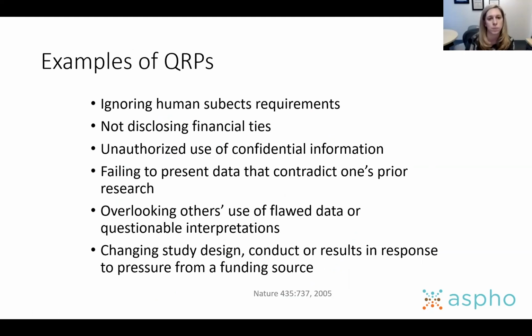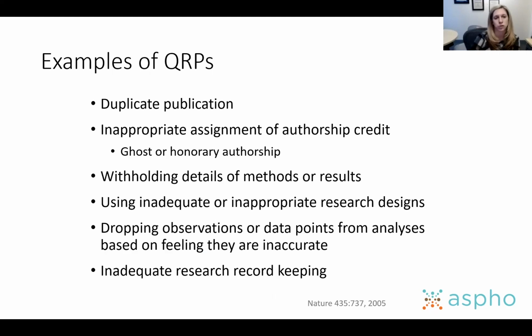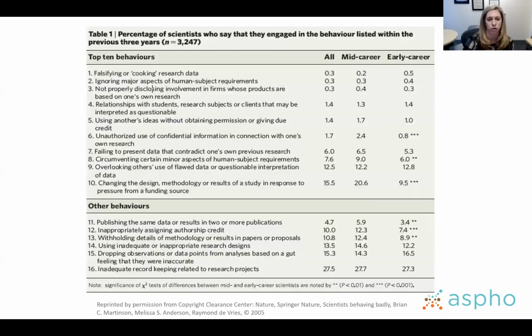So some examples of this would be ignoring human subjects requirements, not disclosing adequately your financial ties, unauthorized use of confidential information, failing to present data that contradict prior research, overlooking others' use of flawed data, changing your study design or the conduct of results in response to pressure from a funding source. More examples are here: duplicating publications, inappropriate assignment of authorship, withholding details of your methods or results, using inadequate research design, dropping observations or data points because you have some belief that they may be inaccurate, inadequate research record keeping.